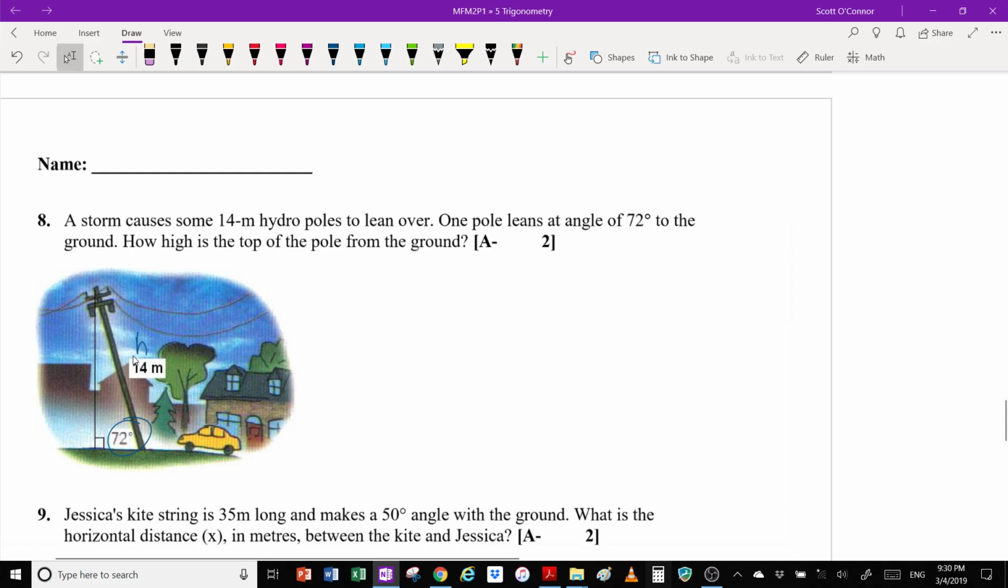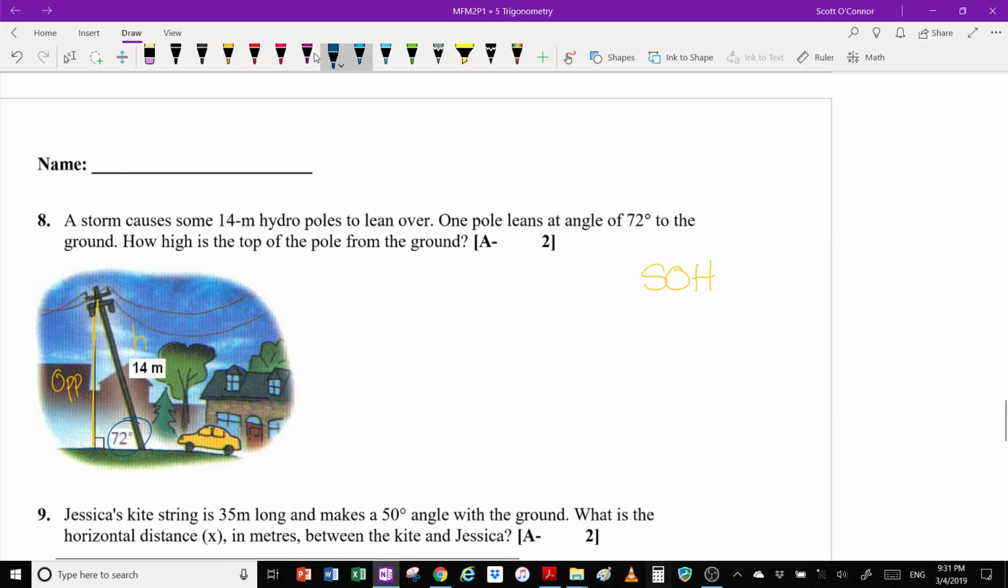Maybe I'll use a different color. This here is our hypotenuse. This here is our opposite side, and we're trying to find how high the pole is from the ground, the opposite side here. So opposite and hypotenuse. Which of the trigonometric ratios uses opposite and hypotenuse? Well, so opposite and hypotenuse.